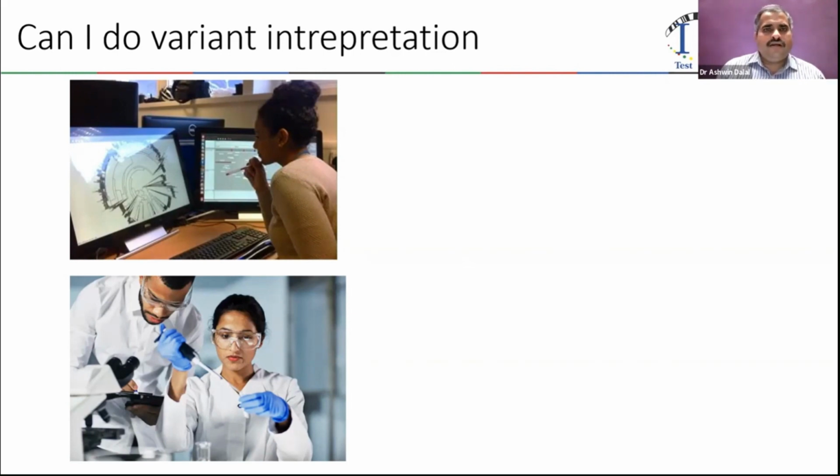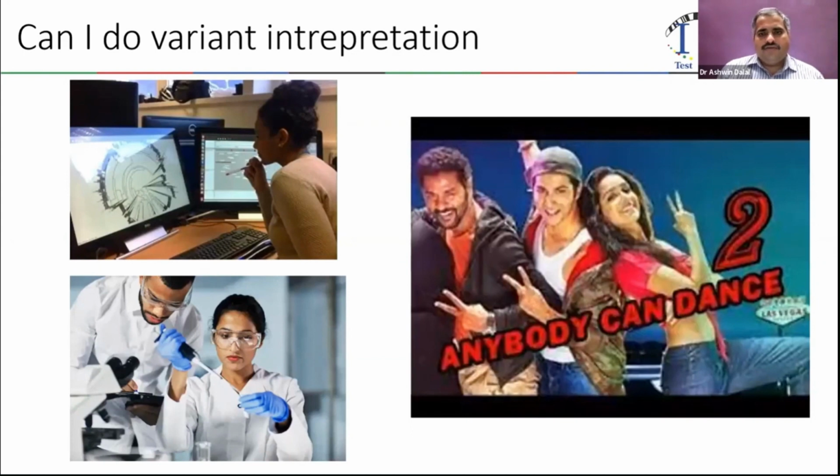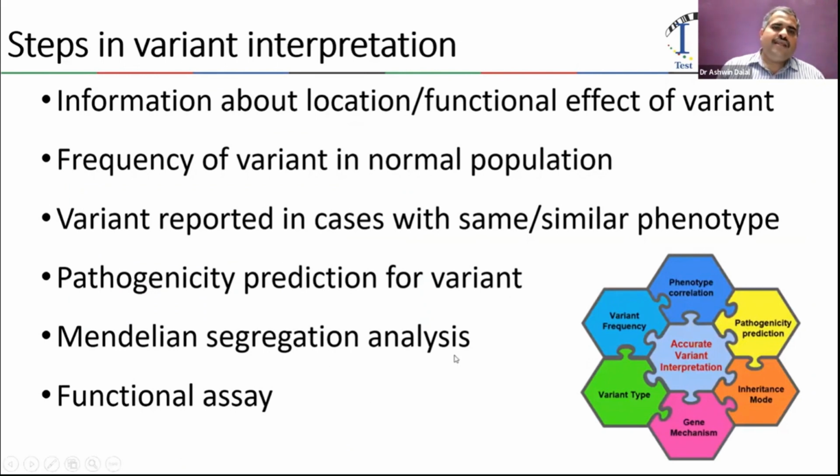Although it looks a little difficult given all the jargon in variant interpretation, we have examples where people say anybody can dance or anybody can sing, and today we hope that after this presentation you also should be able to say that anybody should be able to do variant interpretation. If you follow a systematic method, then variant interpretation can be much easier.